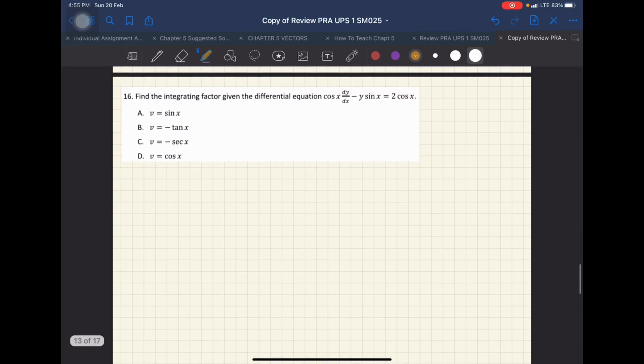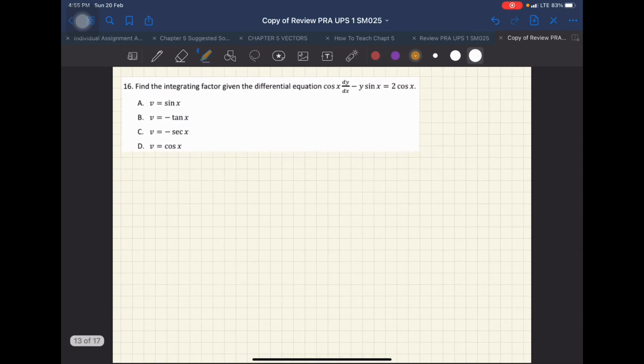Alright, so let's move to number 16. Okay, so number 16, we are asked to find the integrating factor given the differential equation. Okay, so it wants us to stop once we get the integrating factor only. So you don't have to find the solution. You don't have to do the multiplication part. You don't have to do the integration part. Okay, so let's just stop until we have found the integrating factor.